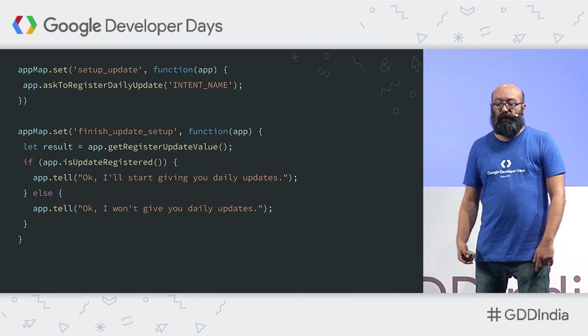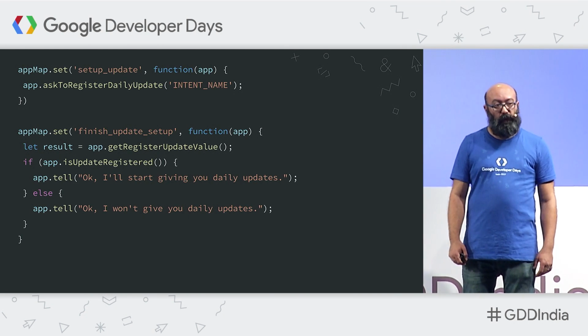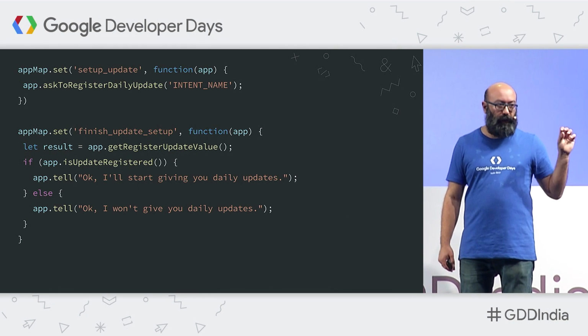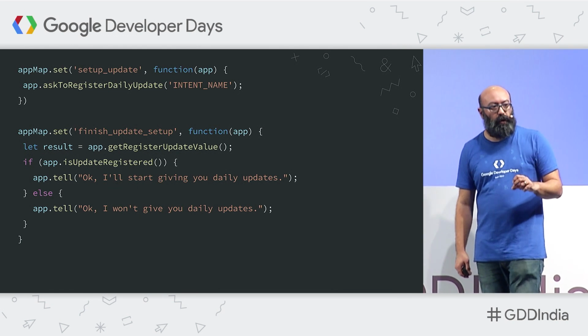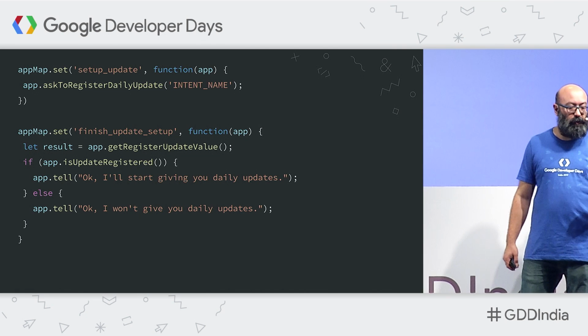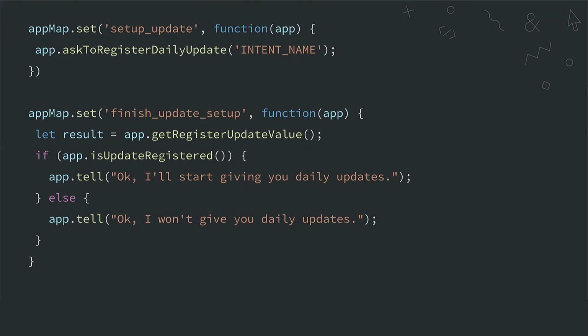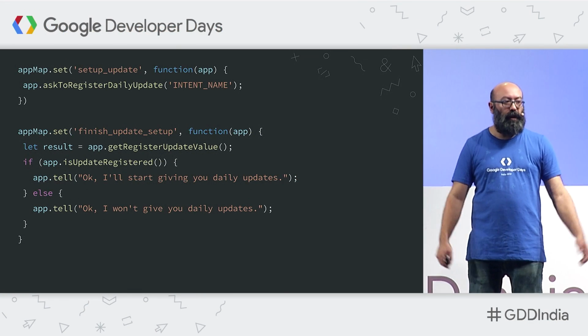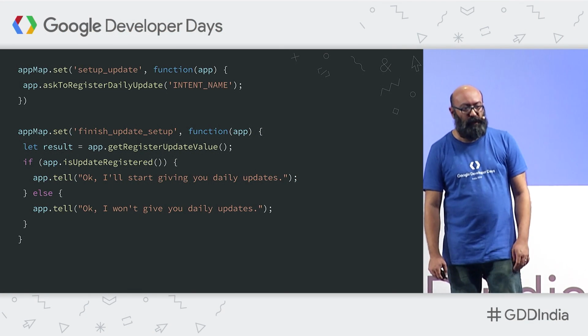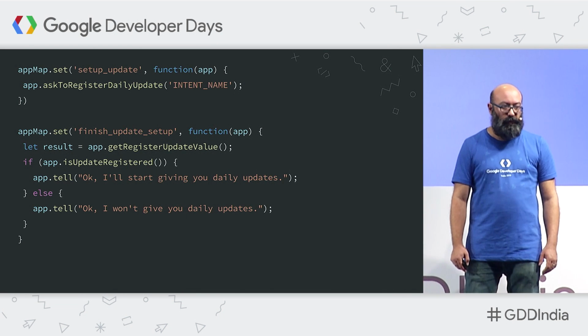The way it works is you need to configure in Actions on Google an intent that you want to be called when they receive the notification. And then there's a utility function, ask to register daily update, for that specific intent. And if the user consents, you basically are ready. At some point, you will start receiving every day a request from Google.